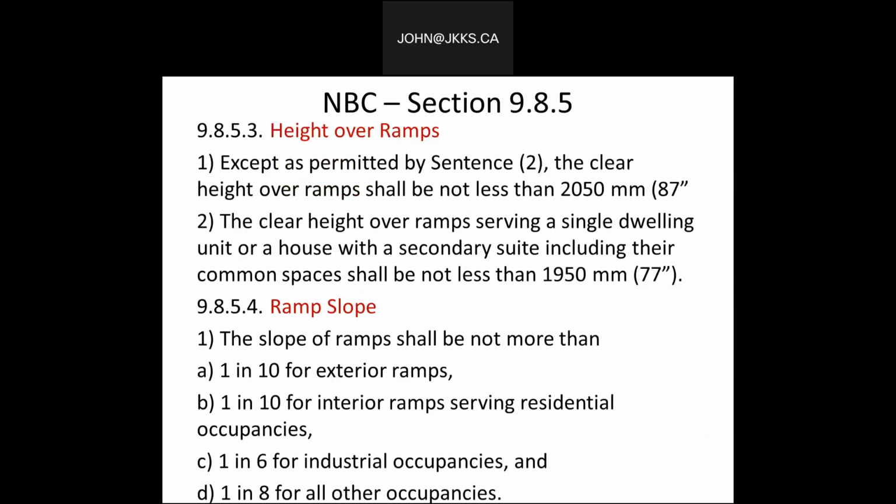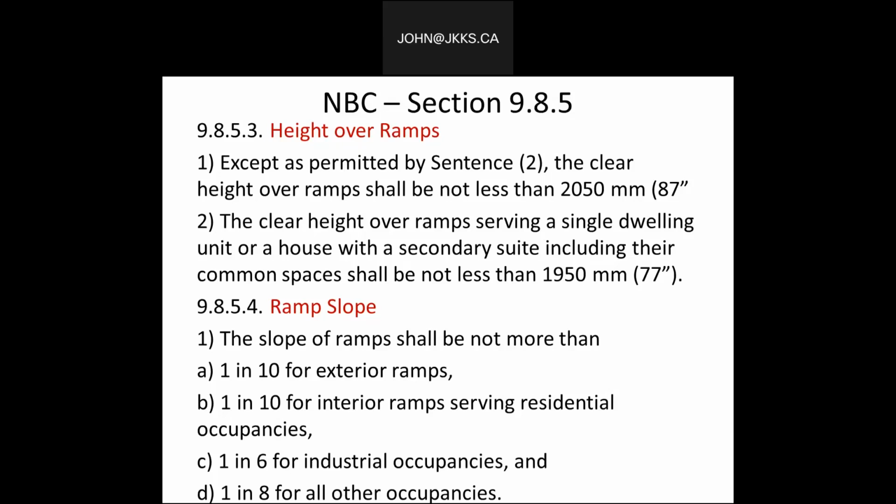Well, what about the height over ramps? Again, the code talks about, except as permitted by sentence 2, the clear height over the ramp should be not less than 87 inches in height. The clear height over a ramp serving a single dwelling unit or house with a secondary suite, including the common space, should be not less than 77 inches.